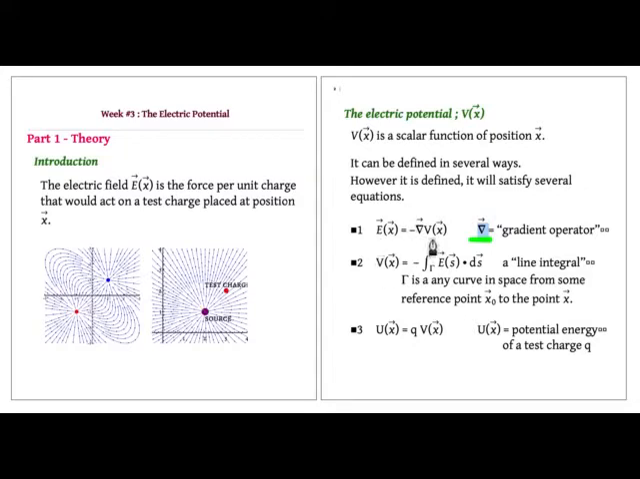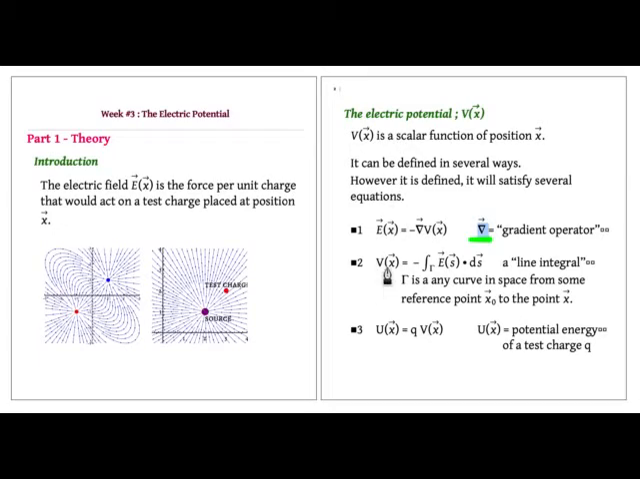All right, so that's one way to relate the electric field and the potential. Potential is a scalar, gradient is a vector operator, so the gradient of the potential gives me a vector function. The negative of that is the electric field.